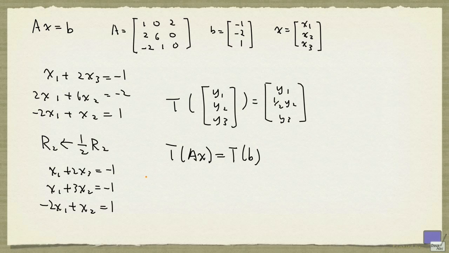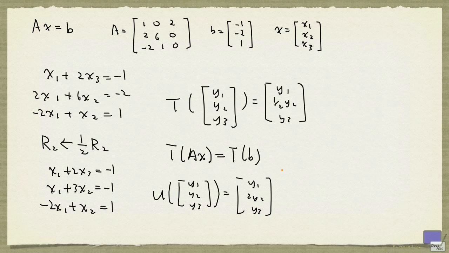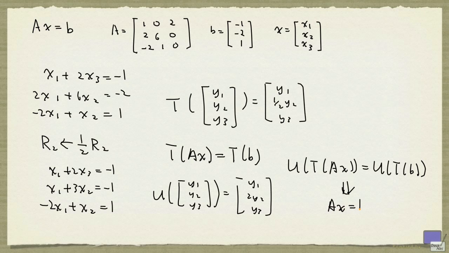And this operation can be undone by multiplying the second row by 2. And the linear transformation that does exactly that is given by U of y1, y2, y3 equals y1, 2y2, y3. So again, if you look at the system, U of T of Ax equals U of T of b. That's precisely Ax equal to b. And in general, the matrix that represents the linear transformation that multiplies row i by a non-zero constant can be obtained by multiplying row i of the identity matrix by the constant.